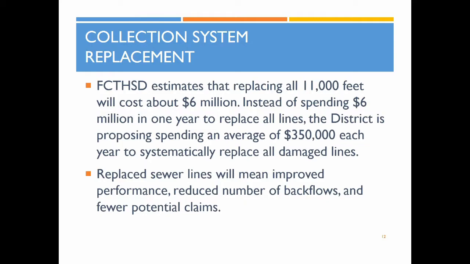If the district were to replace all 11,000 feet of the failing sewer system, we would expect the project to cost about $6 million. Instead of spending a lump sum of $6 million, the district is proposing spending an average of $350,000 each year to systematically replace all damaged lines. We'll replace the worst lines first and work our way towards replacing all damaged lines.